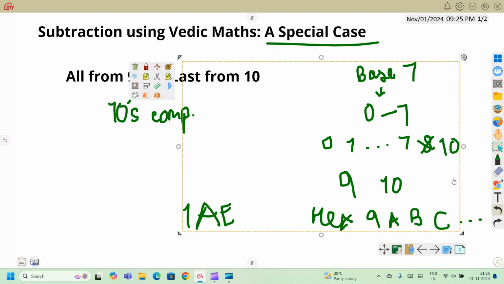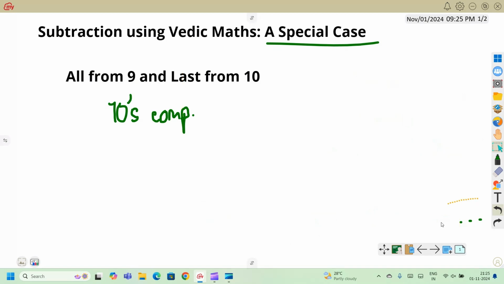So okay, I was talking about complements. Any base will have two types of complements. For example, binary numbers, which have only two digits, 0 and 1, have a ones complement and a twos complement. A number in octal, meaning base 8, which has digits from 0 to 7, has a sevens complement and an eights complement. Similarly, in base 10, we have a nines complement and a tens complement.